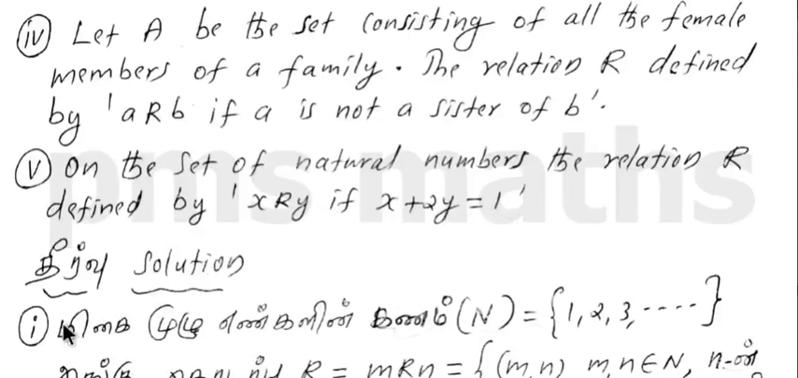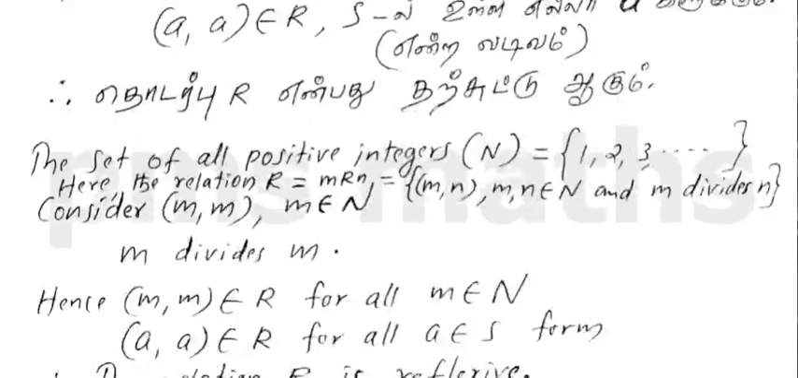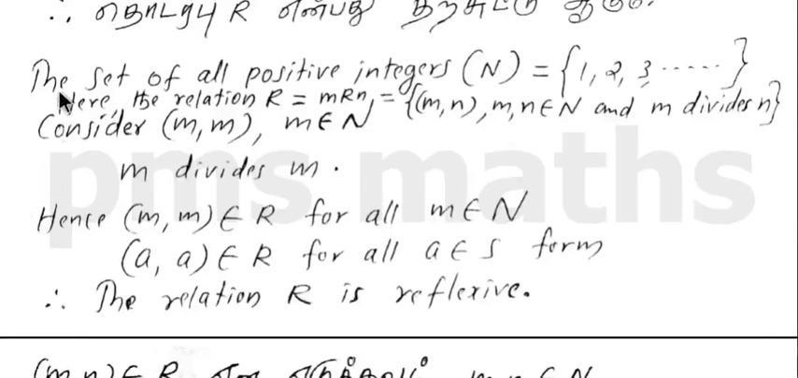Solution. First one. In the first question, a set is given. That set is nothing but the set of all positive integers, meaning natural numbers, N = 1, 2, 3, etc. Then a relation is given. Here relation R is m R n. m R n means (m, n). Therefore, we can write the set (m, n), where m, n belongs to N. N means the set of all natural numbers or positive integers.